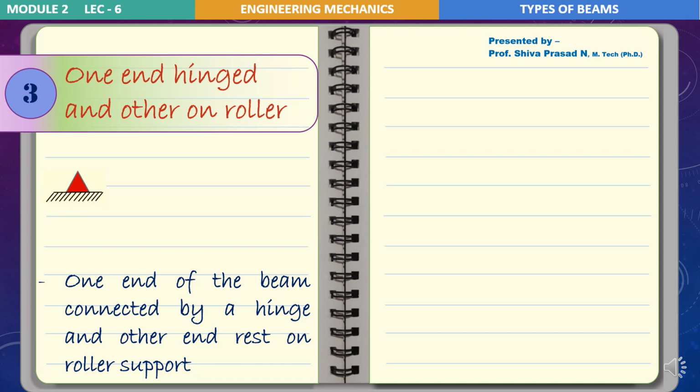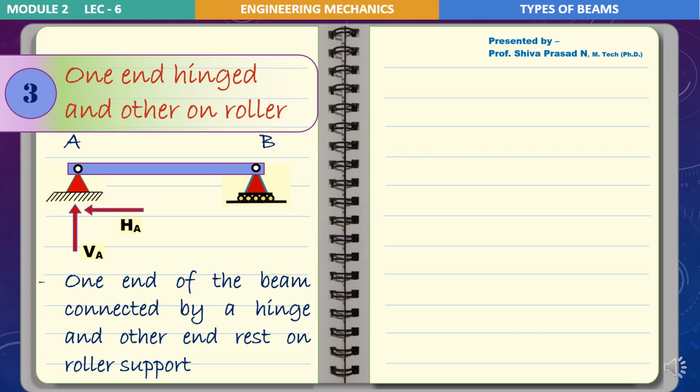So one end we will use a hinged support and another one is a roller support. The beam is placed over these two supports, that is the left side we have a hinged support and the right side we have a roller support, and we'll name this beam as A and B. So at point A, that is end A of the beam, we will have how many reactions? If you recall, two reactions, because it is a hinged support. So one is that vertical reaction, let's call it VA, and another one is a horizontal reaction, HA.